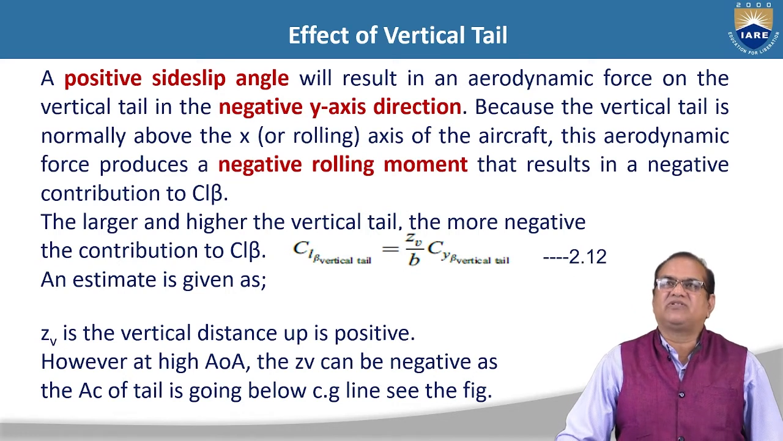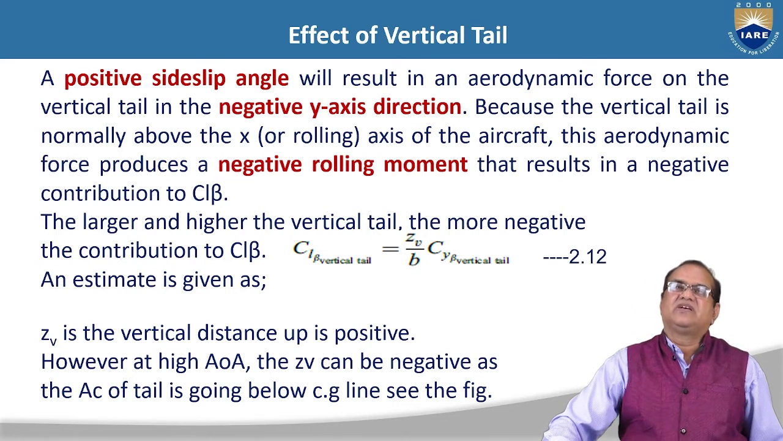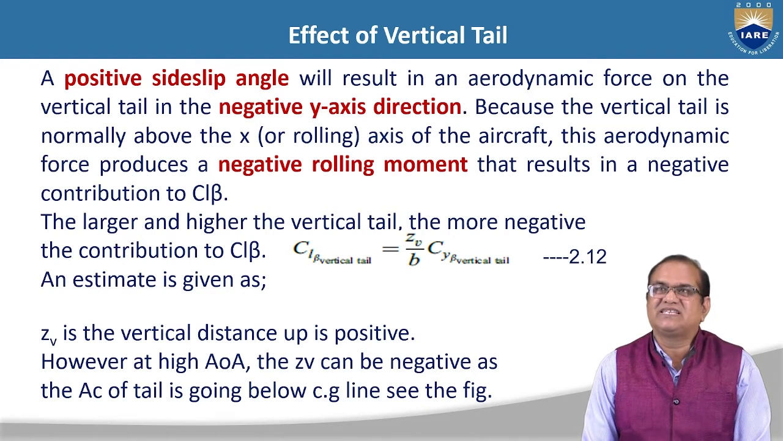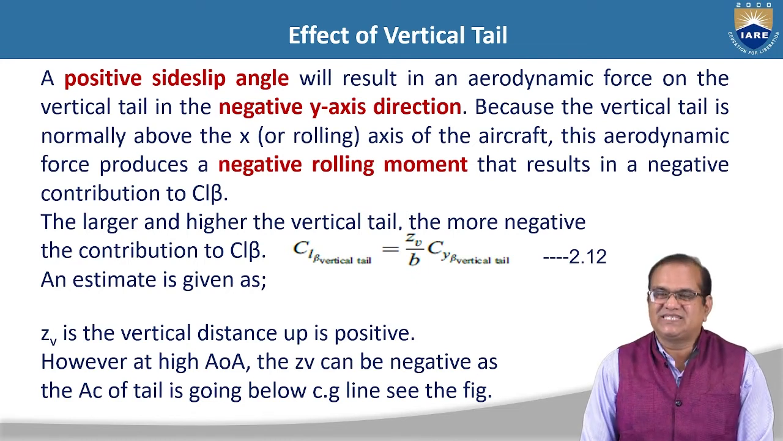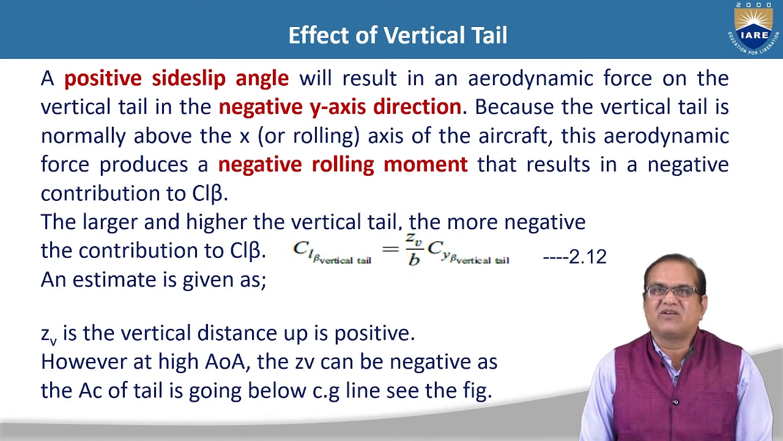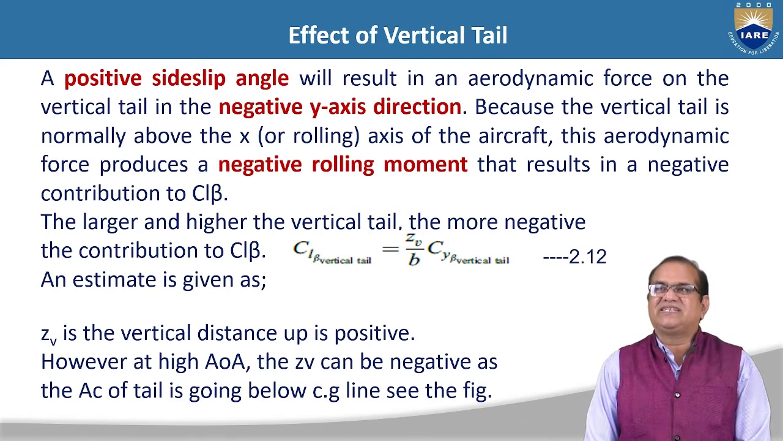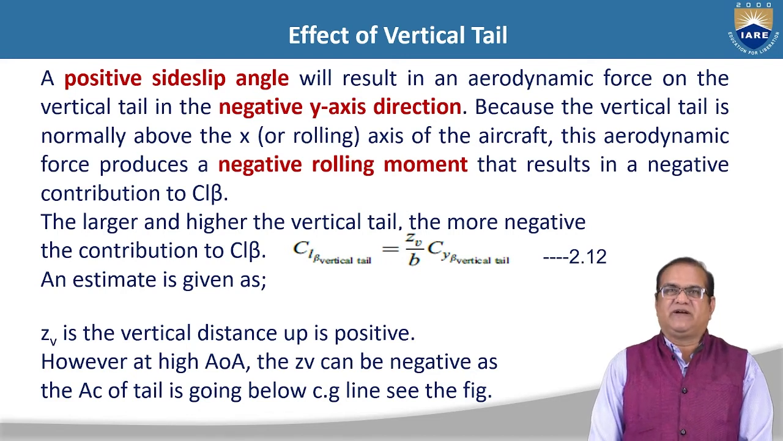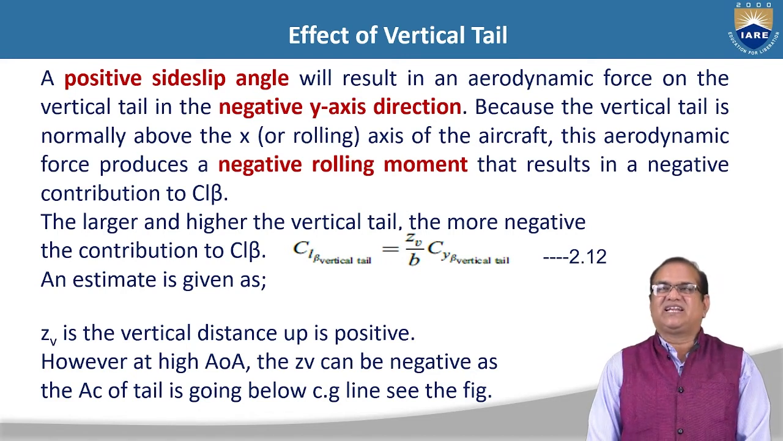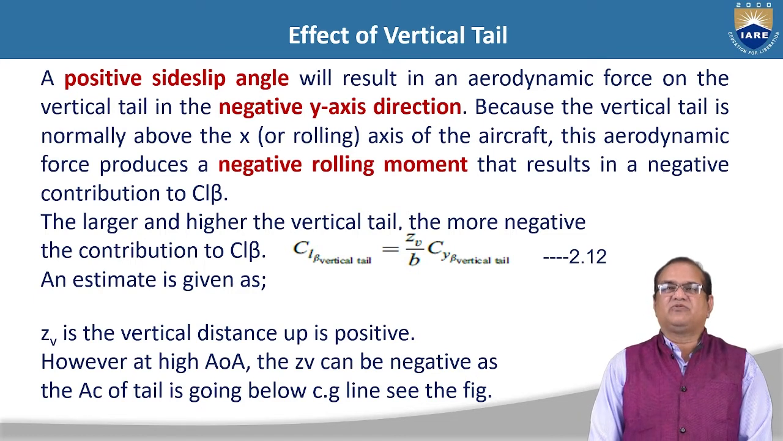Now I am going to discuss the effect of the vertical tail. A positive side slip angle will result in an aerodynamic force on the vertical tail in the negative y-axis direction, because the vertical tail is normally above the x or rolling axis of the aircraft. This aerodynamic force produces a negative rolling moment that results in a negative contribution to CL beta. The larger and higher the vertical tail, the more negative the contribution to CL beta. An estimate is given here: CL beta vertical is equal to Z V by B, Cy vertical.